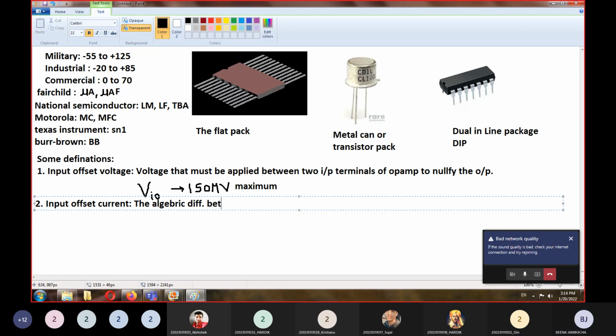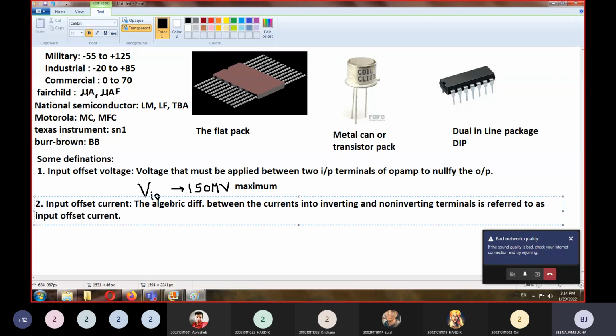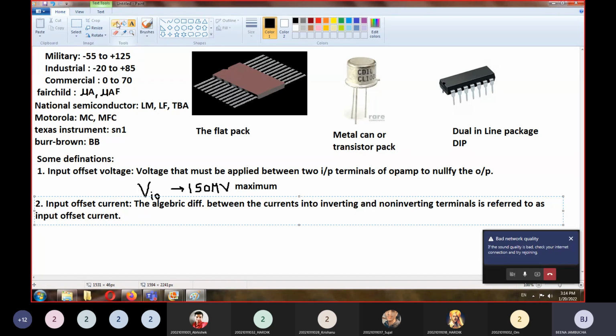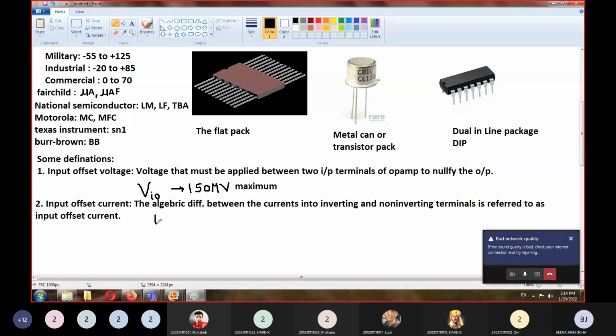difference between the currents into inverting and non-inverting terminals is referred to as input offset current, and it is denoted by I suffix IO, input offset current.